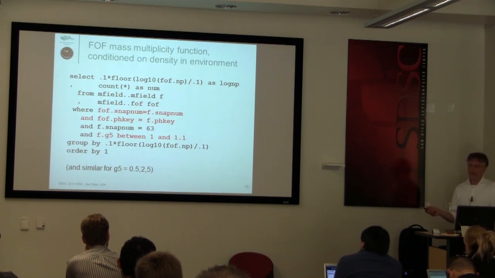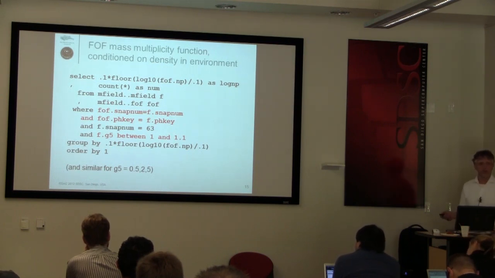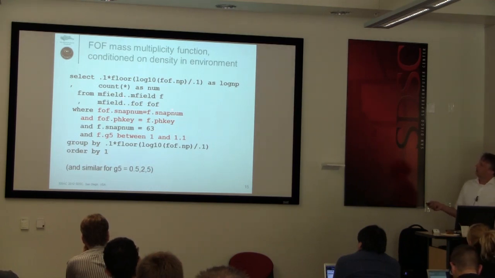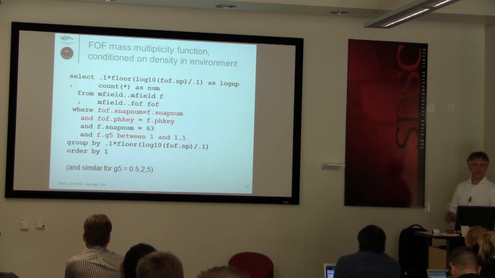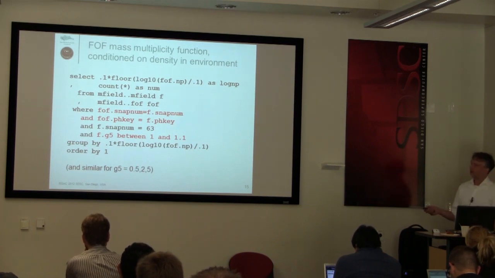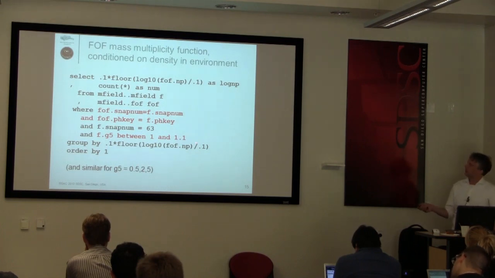So again, in the Millennium simulation, the friends-of-friends table is in a separate database called mfield. This is a slightly different syntax than you'll be using in Postgres, where there will be one dot missing, basically. So what I'm looking for is that the friends-of-friends snapnum and PH key should be the same as that of the field. So the PH key just says, okay, now for each friends-of-friends group I want to find the cell with the same index. And now I'm only looking at fields, so I constrain the fields to have a value where this G5 is close to the mean. So it's between, in this case, 1 and 1.1. So now I only get friends-of-friends groups in such areas where it's roughly the mean density.